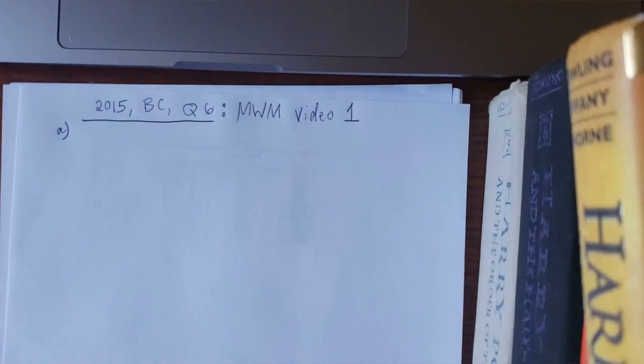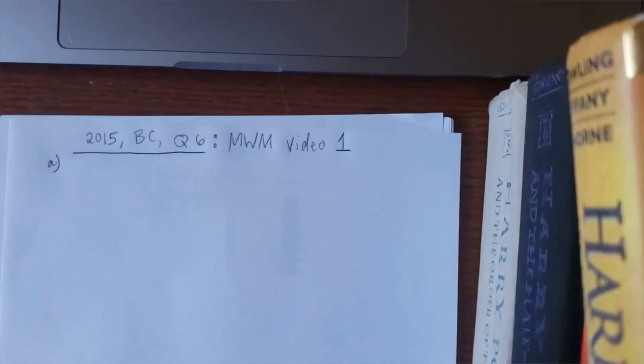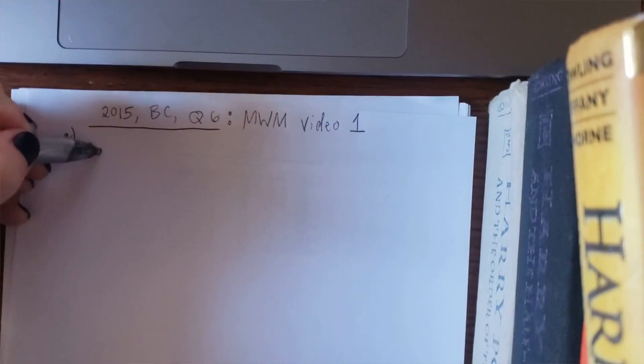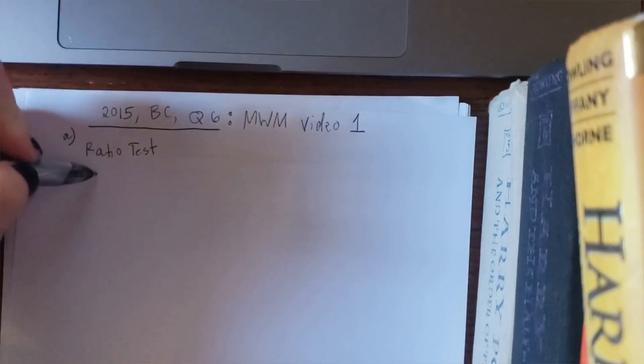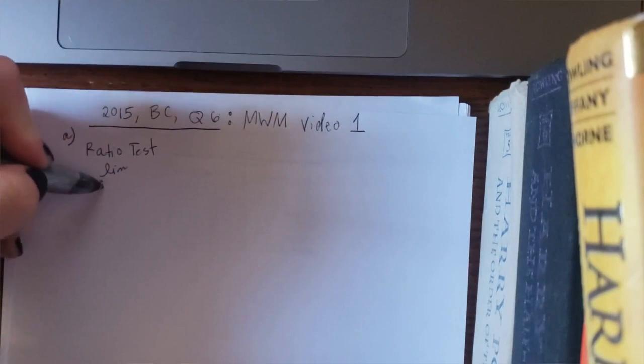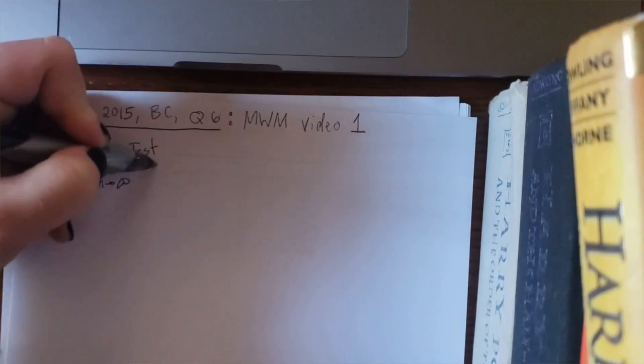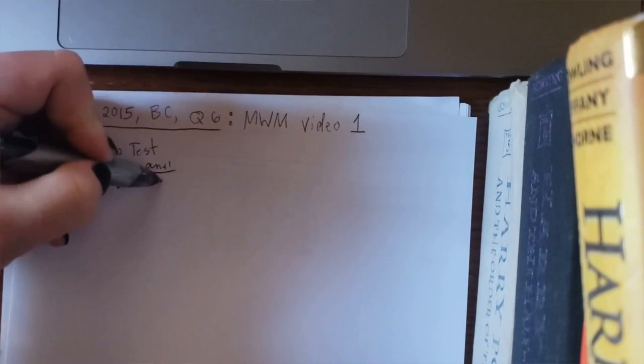So A is use the ratio test to find r. The ratio test is what we need to understand first. The ratio test says the limit as n goes to infinity of a sub n plus 1 over a sub n.